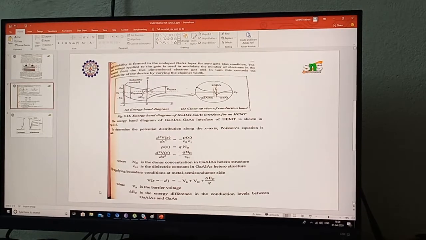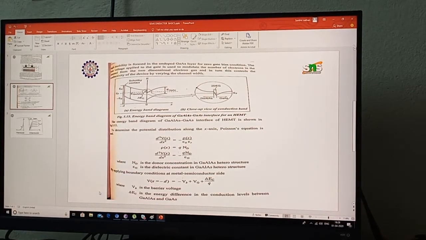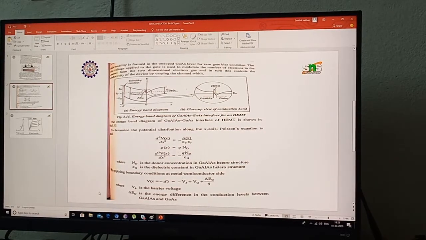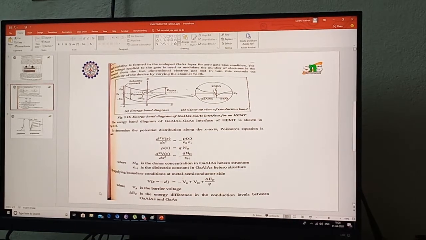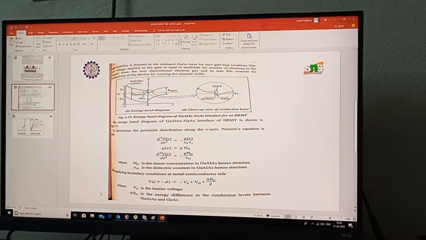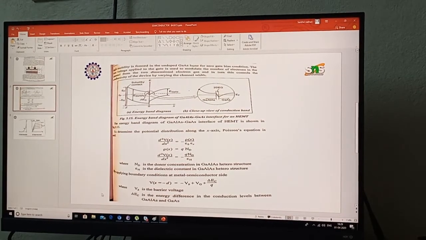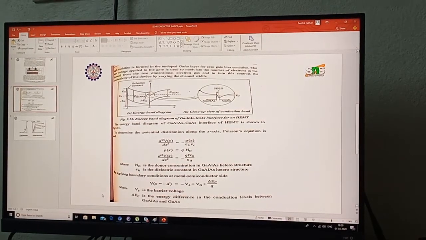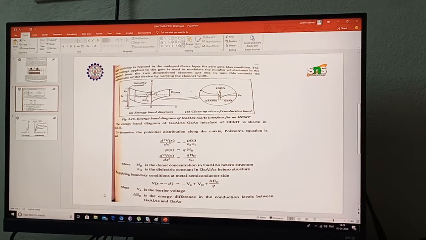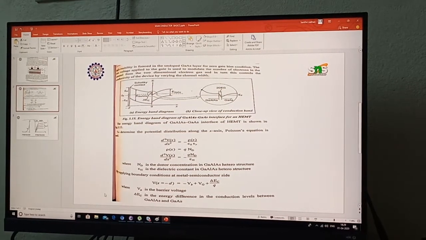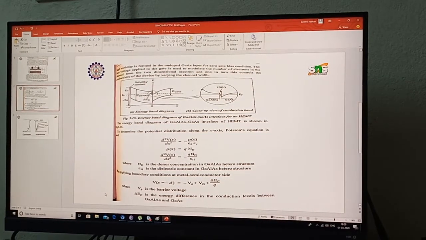This diagram shows the energy band diagram of the gallium aluminium arsenide and gallium arsenide interface for a high electron mobility transistor. That is, the energy band gap difference we are analyzing here. So through this, to determine the potential distribution along the x-axis with the help of Poisson equation. That is, we are calculating the barrier voltage between this energy diagram.